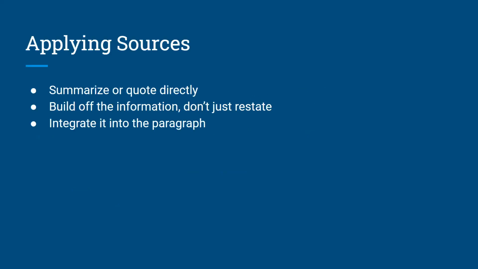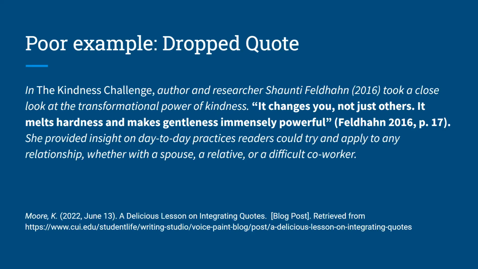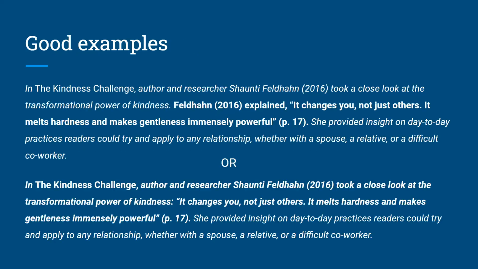So last, we are going to look at applying those sources. It's basically either in the form of summarizing your research or quoting directly and incorporating it into your essay. This can be building off information. You don't want to just restate what they're saying, but you do want to fully integrate it into the paragraph. Our own writing studio had a great article on having better integration by not just dropping quotes in, like you'll see from this example, but actually properly integrating them into your sentence structure so that it flows a little bit better.